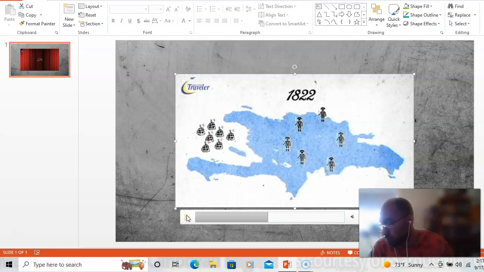So now let's go into the 1822 occupation. Under Boyer, there was concerns of an external threat, France attempting to retake possession of their former colony.